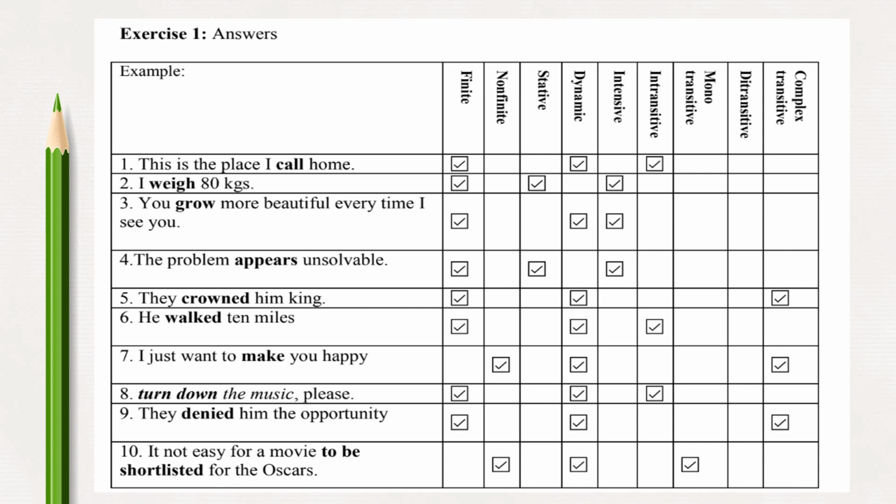The verb appears is finite verb, stative because it describes a state, intensive verb. The verb crowned is finite verb, dynamic and complex transitive verb. Complex transitive means it has the object and the complement of the object. The verb walked is finite, dynamic and intransitive verb.